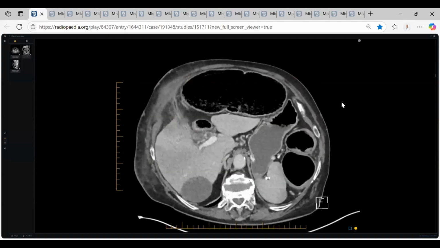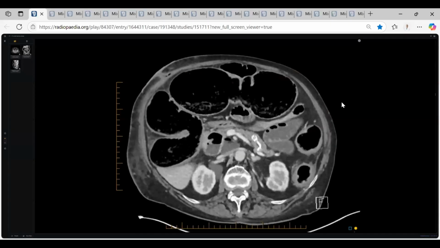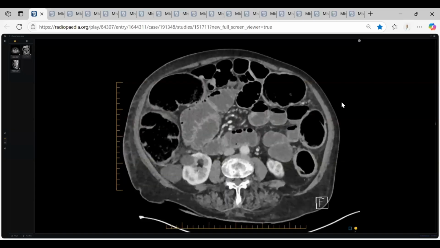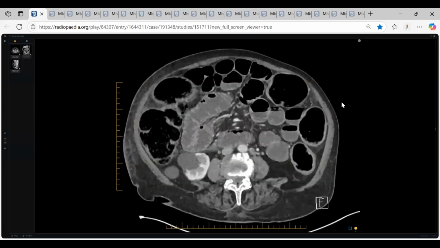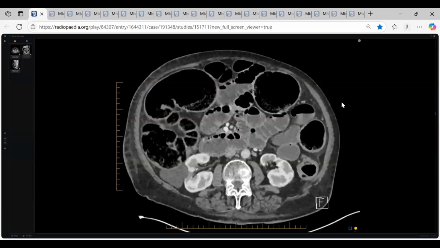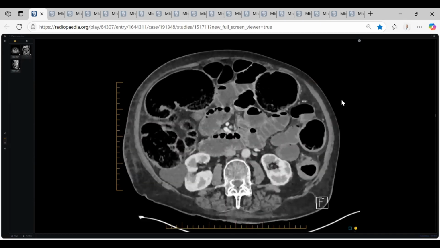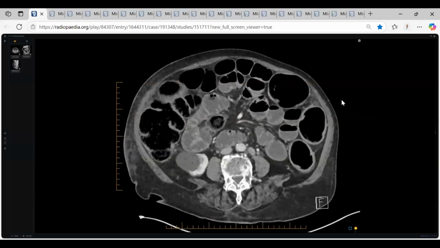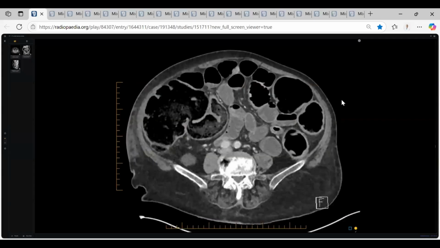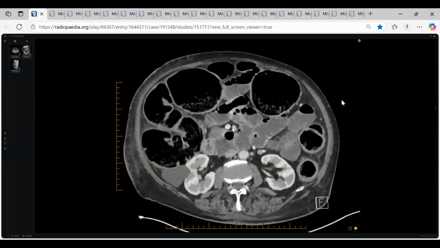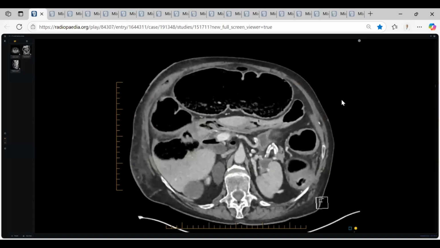The portal vein and pancreas appear unremarkable. There are two cystic lesions in the right kidney, likely renal cysts. What else? Doctor, concentrate on the liver first and connect the data in the liver with this bowel and give me a considerable provisional diagnosis.